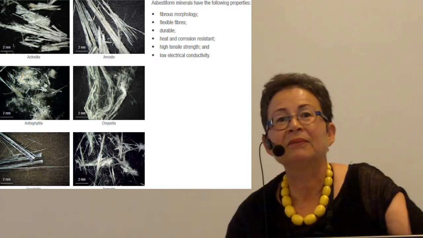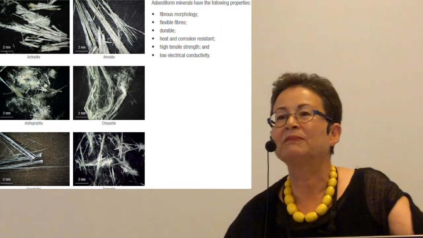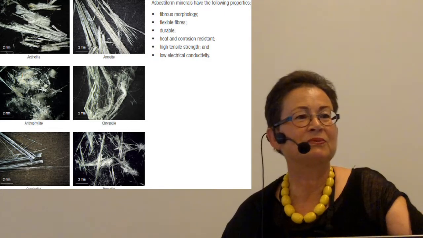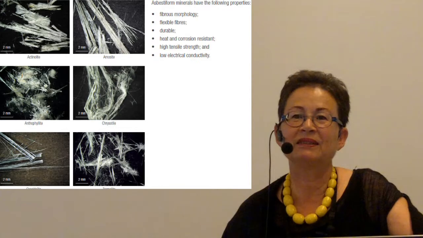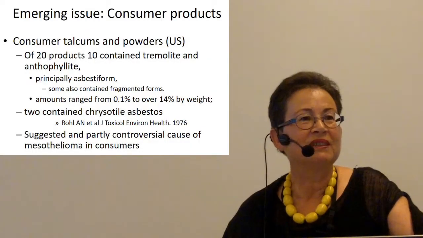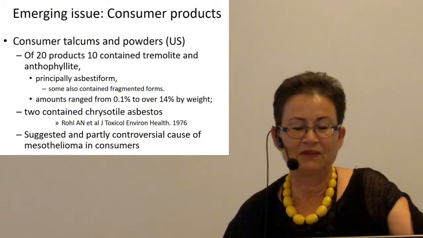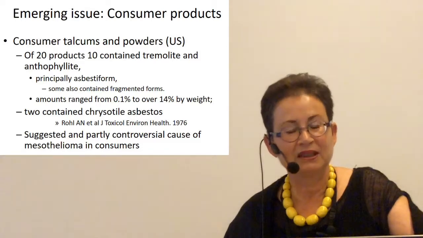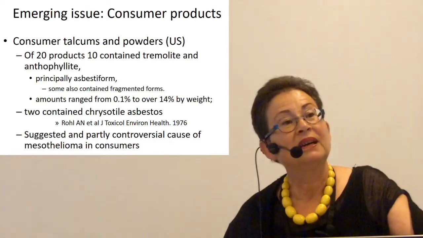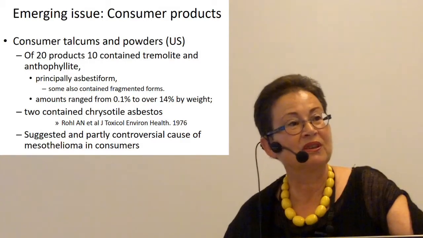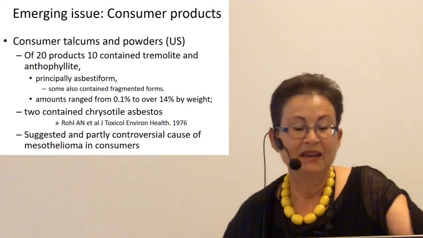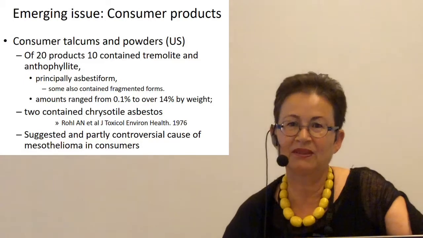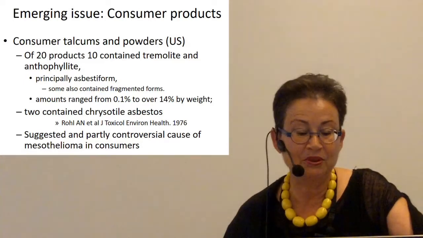So how did this whole problem come up? I would like to suggest that it started with a discussion on risks with consumer products which were contaminated with these fibers. There was an investigation performed in the US of talcum powders, and they found that of 20 products, 10 contained tremolite and anthophyllite, and it was mainly the fibrous asbestiform type, although there were also some fragments which merely formally fulfilled fiber criteria, but maybe were not generally fibers.